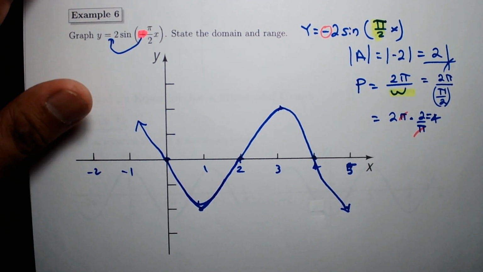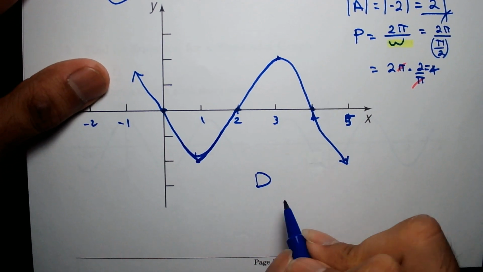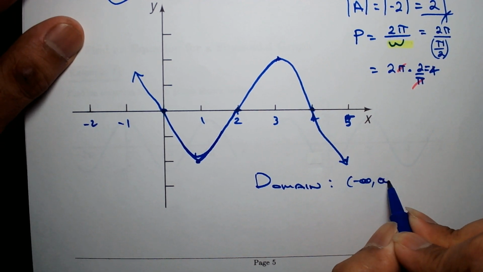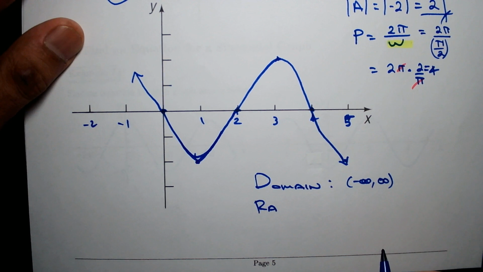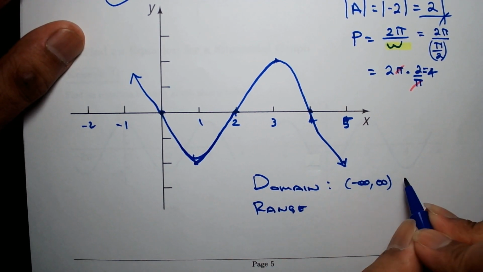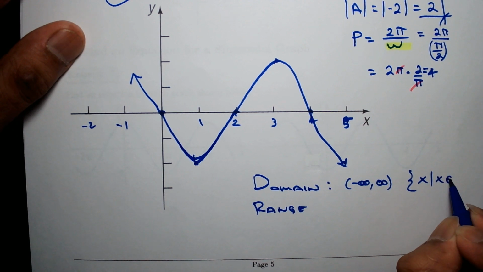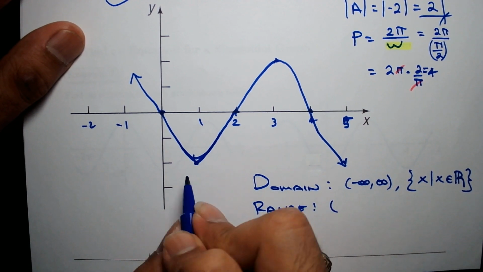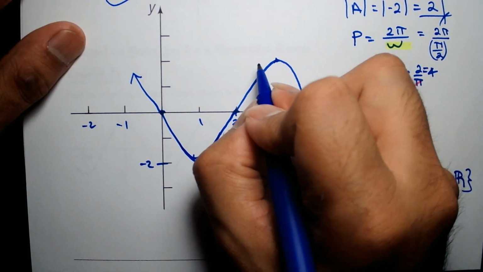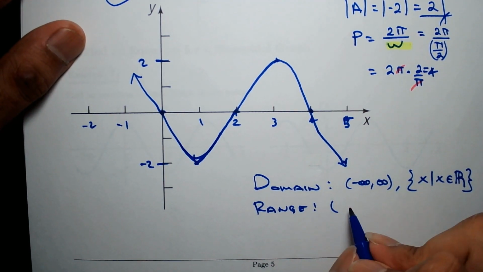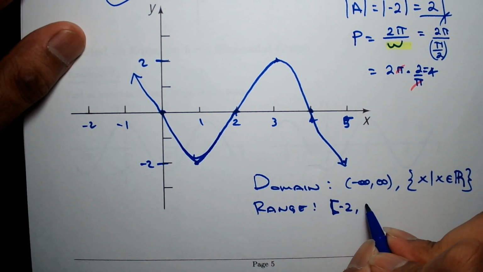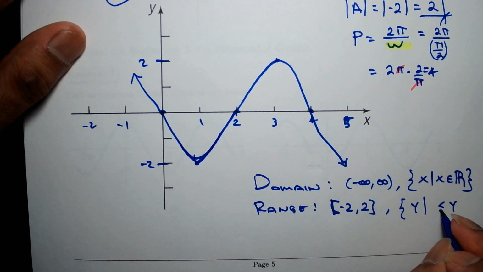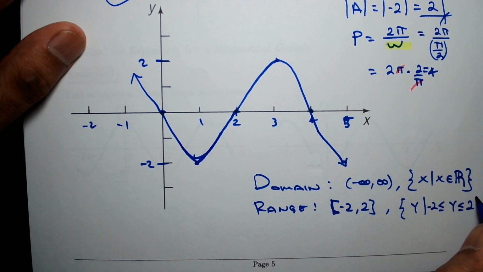Let's take the domain and the range. The domain, again, is all real numbers, -infinity to +infinity. And the range, I'm not going to do both notations. Well, actually I will. x such that x belongs to the set of all real numbers. And the range is going to go from -2 to +2. So that's actually brackets, -2, +2, and y such that y is greater than or equal to -2 and less than or equal to +2.